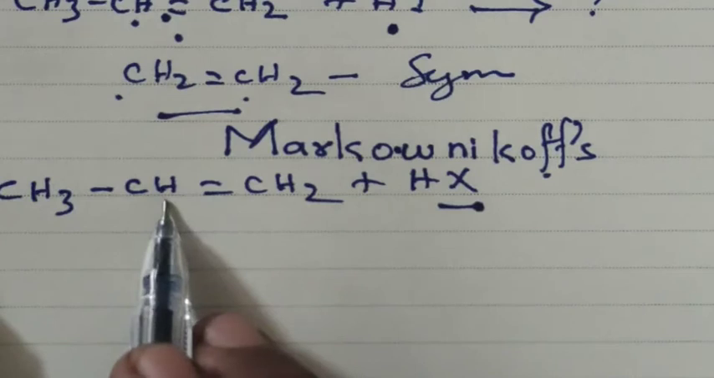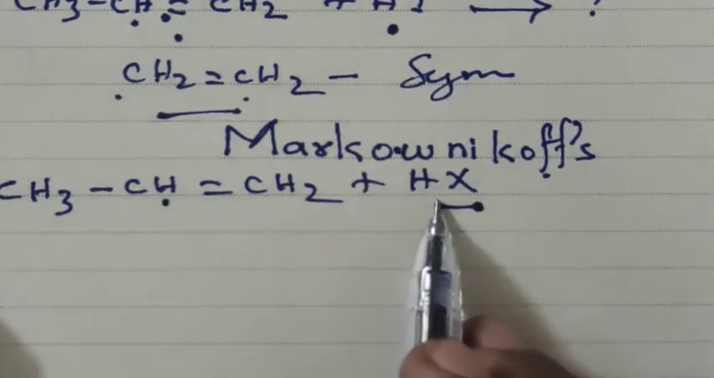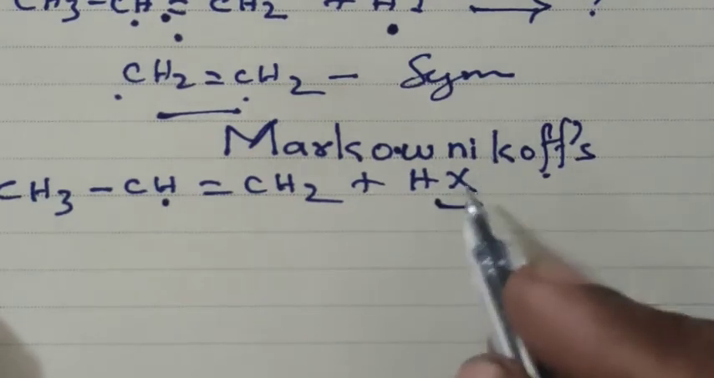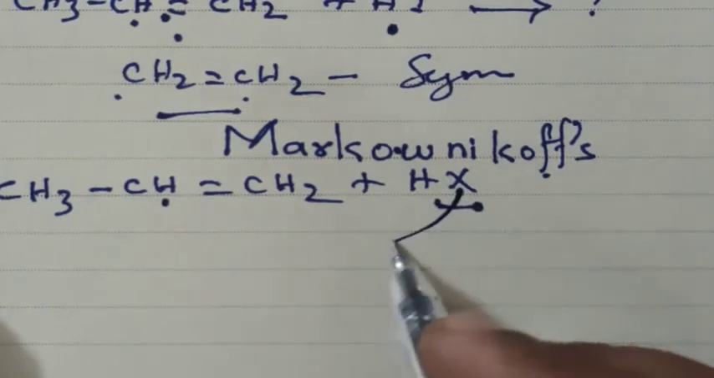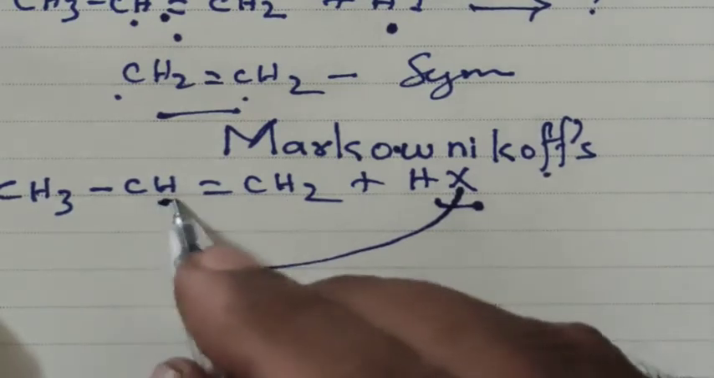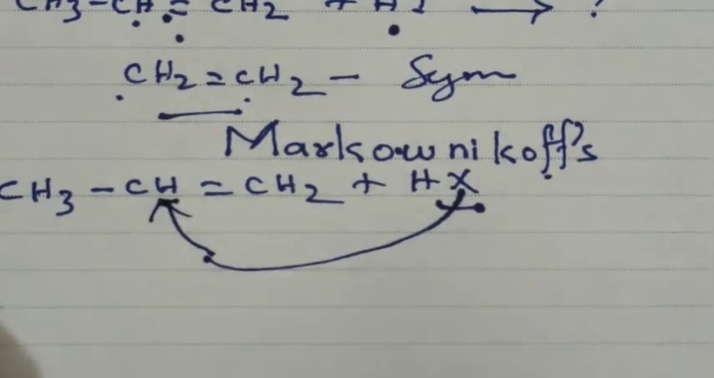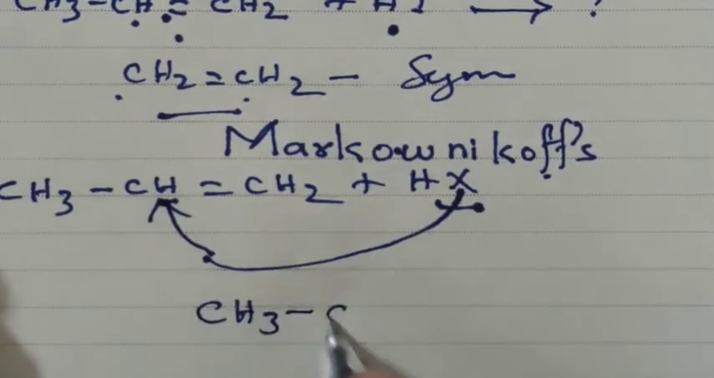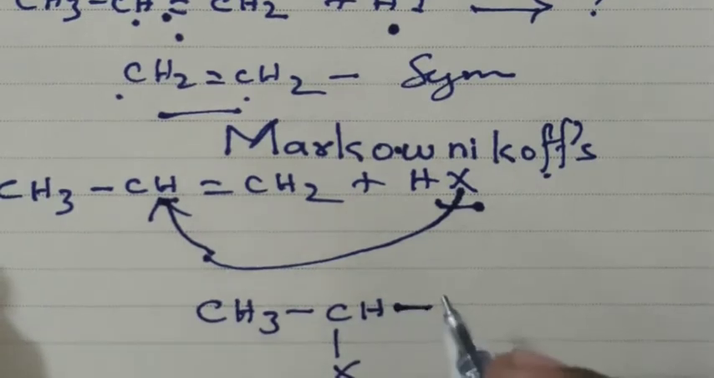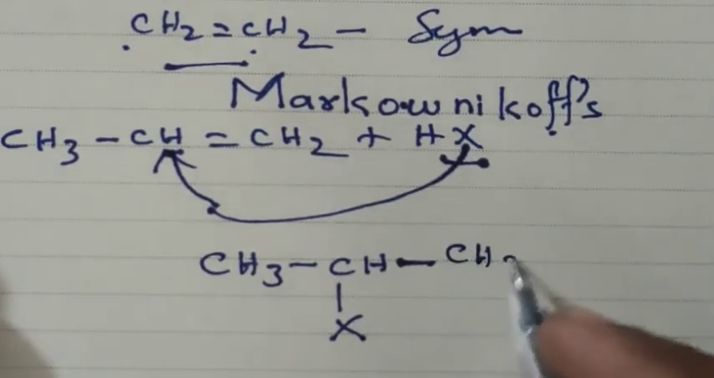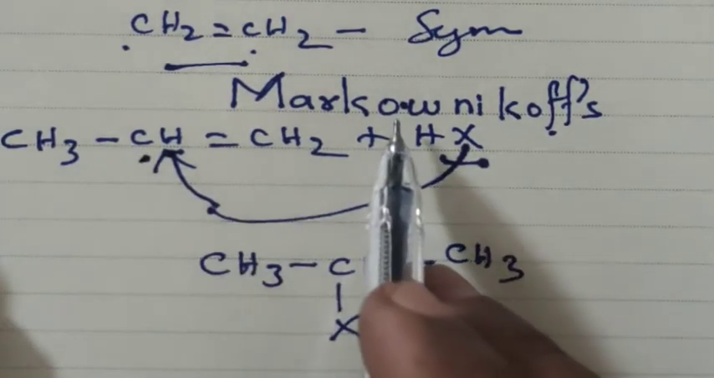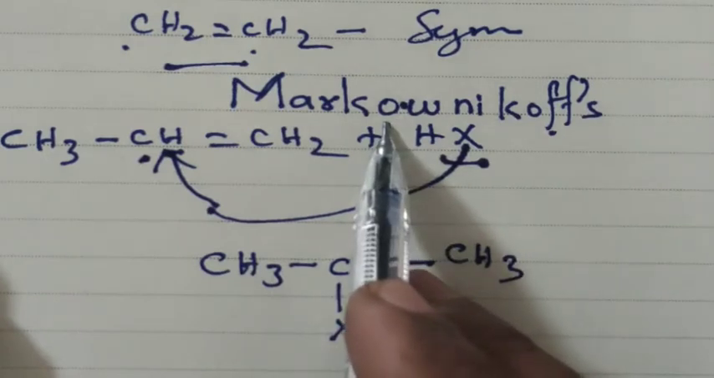So, when an unsymmetric alkene reacts with the hydrogen halide, the addition takes place by Markovnikov rule. That means the negative part of the addendum goes to the double bonded carbon which is lesser in hydrogen. So, here it will add. So, what is the product we are getting? CH3 CHX, then the double bond will become a single bond and we are getting CH3. So, when an unsymmetric alkene comes, the addition follows Markovnikov addition.